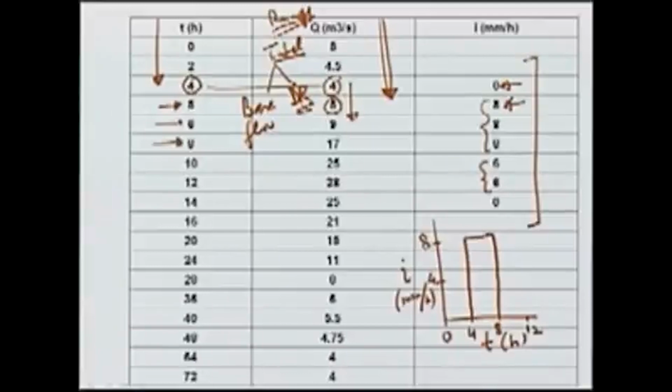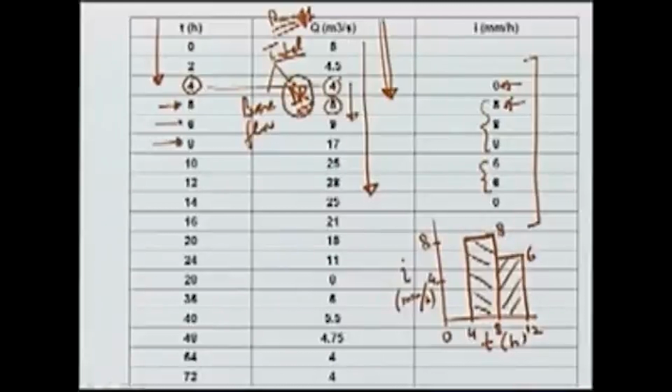So, instead of showing it at 5, we say that from 4 to 8 we have an intensity of 8 millimeter per hour, and then from 8 to 12 we can idealize this as an intensity of 6 millimeter per hour. So, this is our rainfall which is causing this runoff. Of course, rainfall will cause the direct runoff and base flow will come from the groundwater contribution.